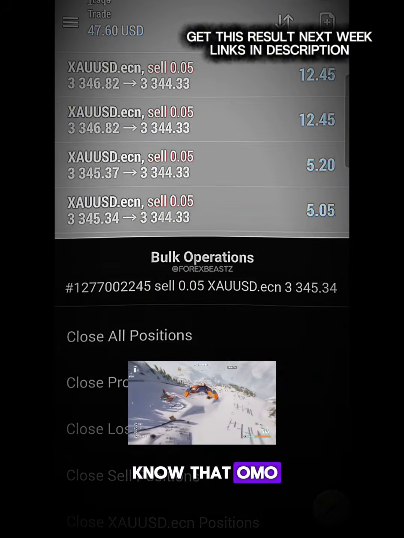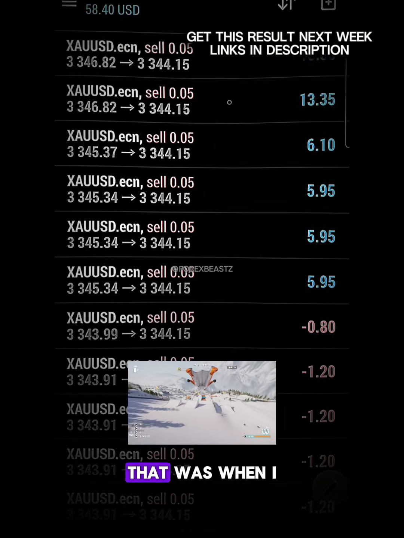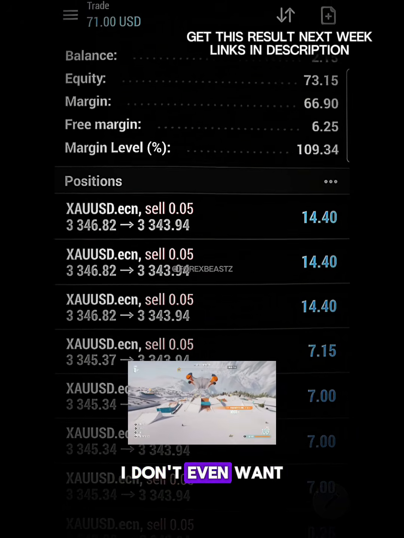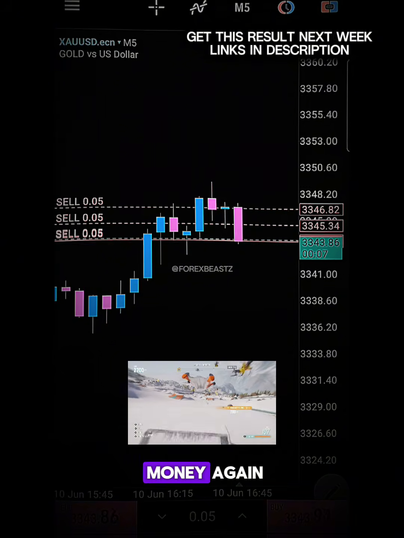Nothing changed. That's to show you the shake that is happening here in the market. That was when I knew that this thing is going to liquidate my money. I'm not playing, I swear. That was when I closed very fast. Me, I don't even want to risk it. You close very fast, or you risk that money again.